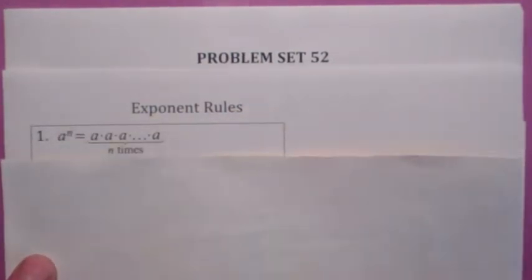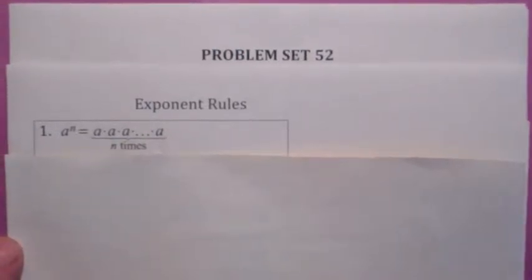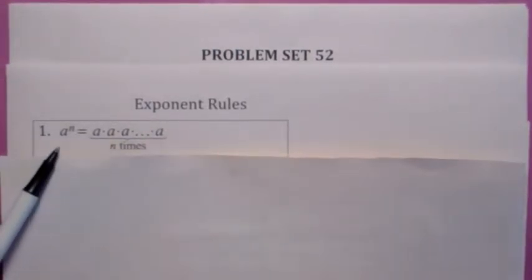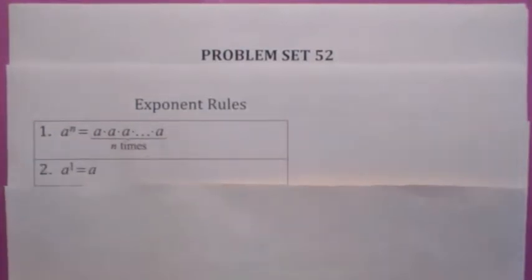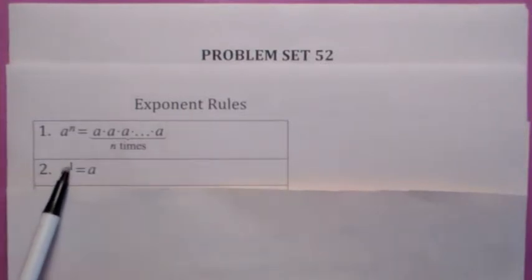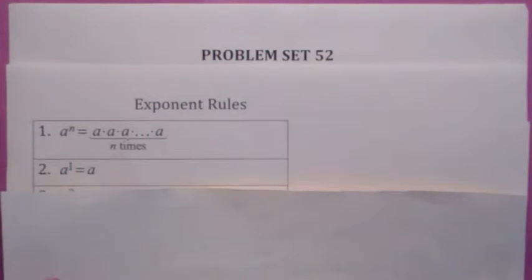Okay, in problem set 52, we're going to introduce negative exponents. But before we do that, let's review what you know so far. We've talked about the exponent rules, the definition of exponents. When you have a base to a power, the power tells you how many times the base is multiplying itself, right? In particular, if you have a base to the first power, you just get itself back. So, for example, 3 to the 1 equals 3.